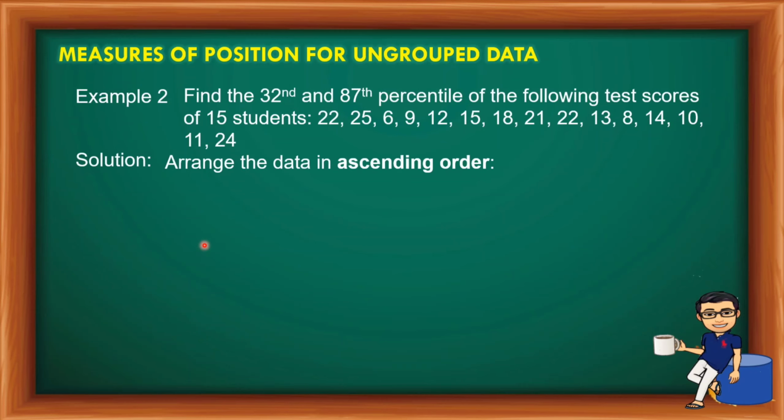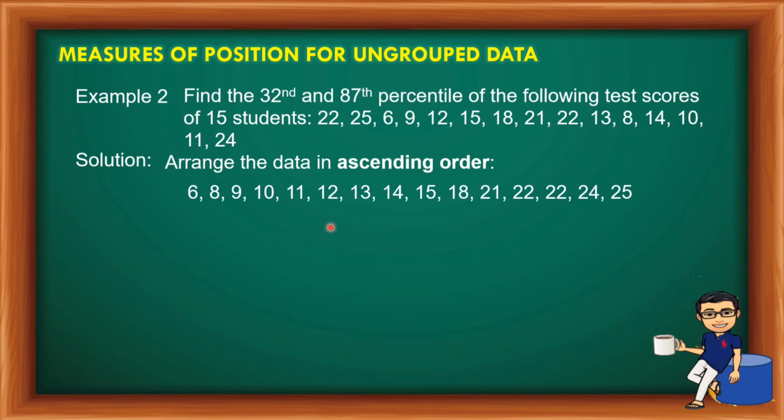So, same process. We need to arrange the data in ascending order. So, ito ngayon yung ascending order. Kapag in-arrange natin yan from least to highest, so we have this. Then after that, one at a time, isosolve natin yan and we need to get first n. And n is 15 kasi 15 students tayo. Bilangin nga natin 1, 2, 3, 4, 5, 6, 7, 8, 9, 10, 11, 12, 13, 14, 15.